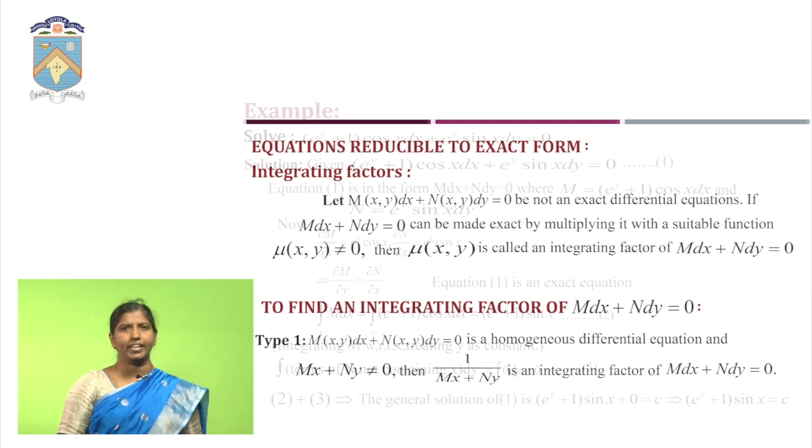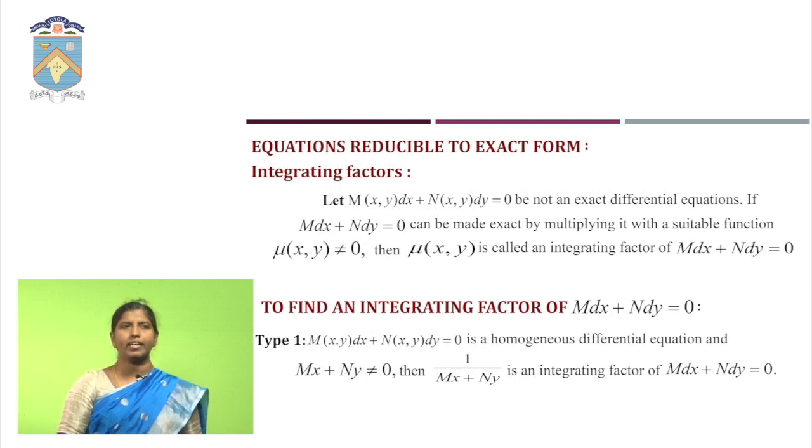By using integrating factors. So what is meant by an integrating factor? Now look at the definition of an integrating factor. Let m of x comma y into dx plus n of x comma y into dy is equal to 0 be not an exact differential equation. It can be made exact by multiplying with a suitable function. That suitable function is called an integrating factor of the equation m dx plus n dy is equal to 0.